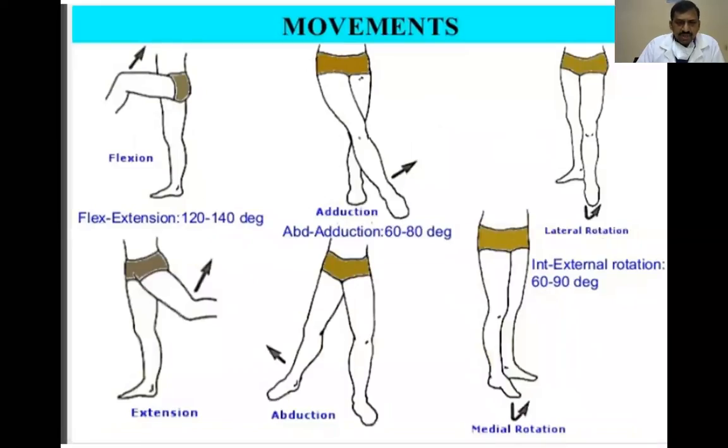The movements possible at the hip joint are flexion, extension, abduction, adduction, lateral rotation, and medial rotation. These are all the possible movements at the hip joint.